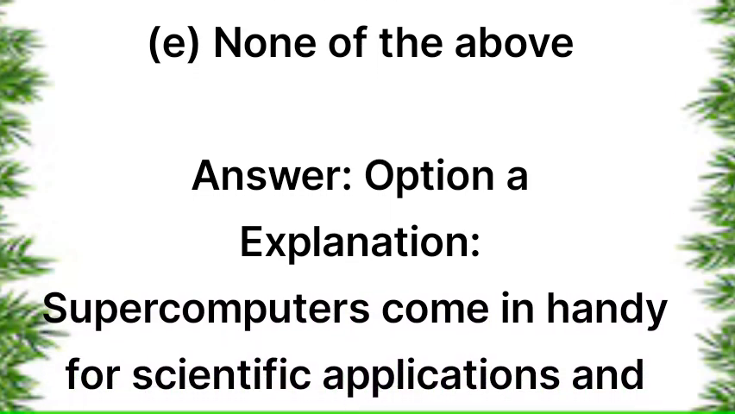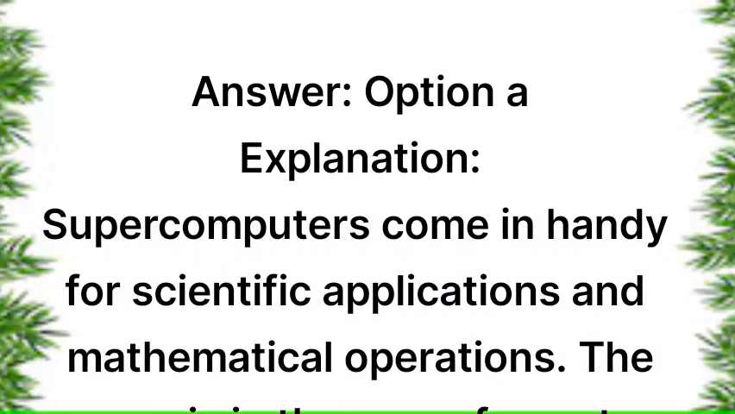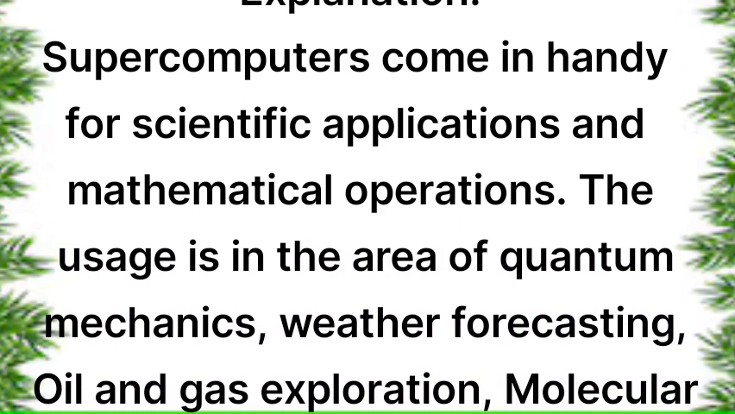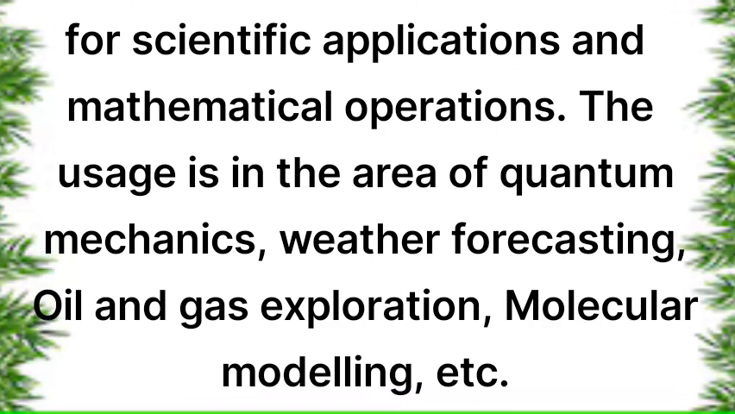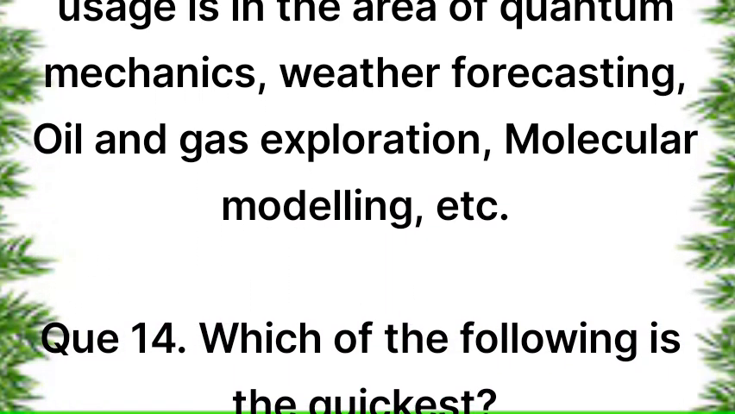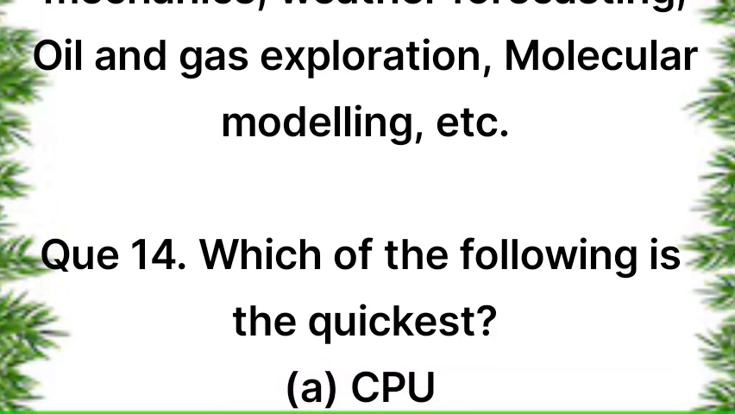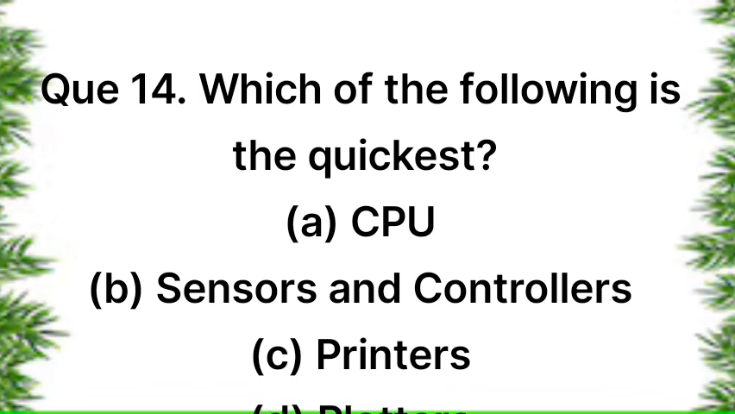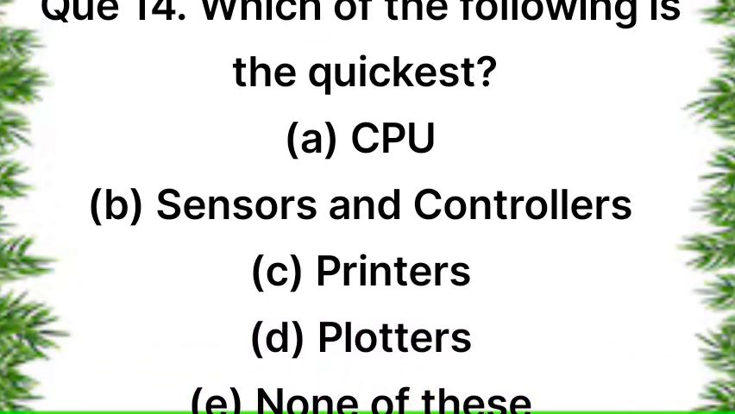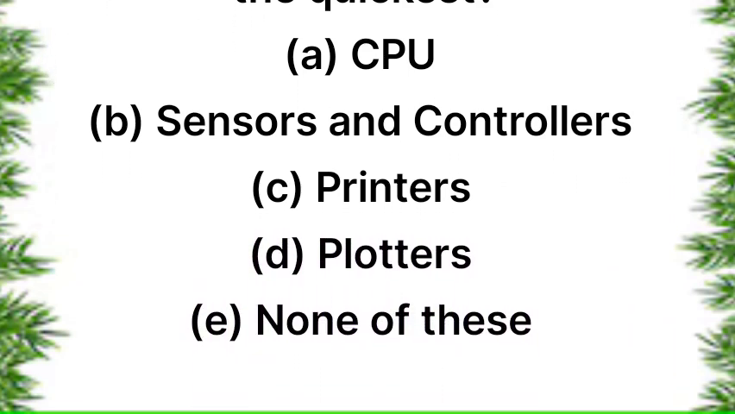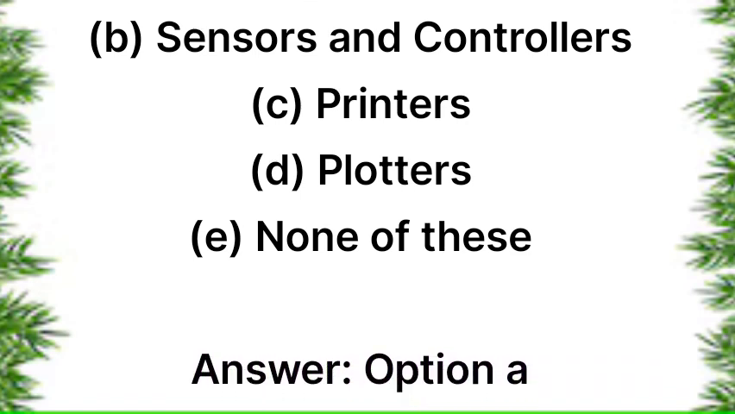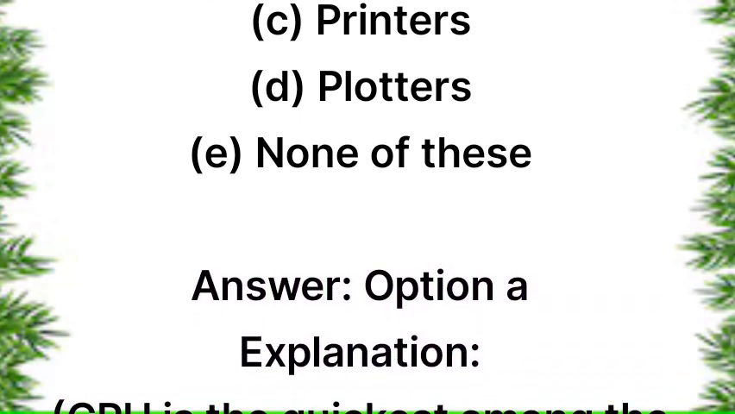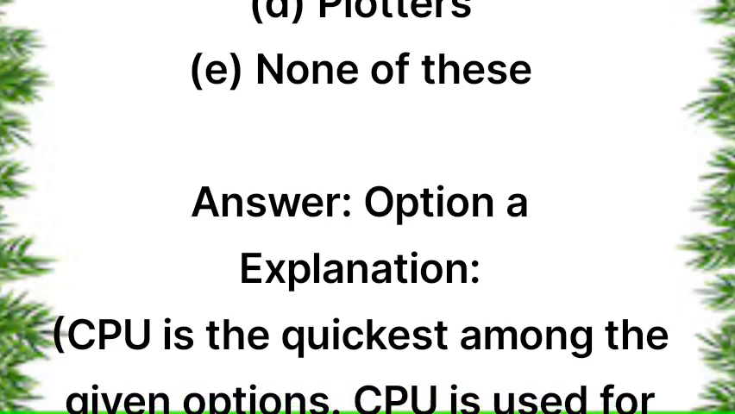Q14. Which of the following is the quickest? A. CPU. B. Sensors and controllers. C. Printers. D. Plotters. E. None of these. Answer, option A. Explanation. CPU is the quickest among the given options. CPU is used for the operation of arithmetic and logical operations. For calculation purposes, the CPU is the fastest and other devices are used with the help of the CPU.